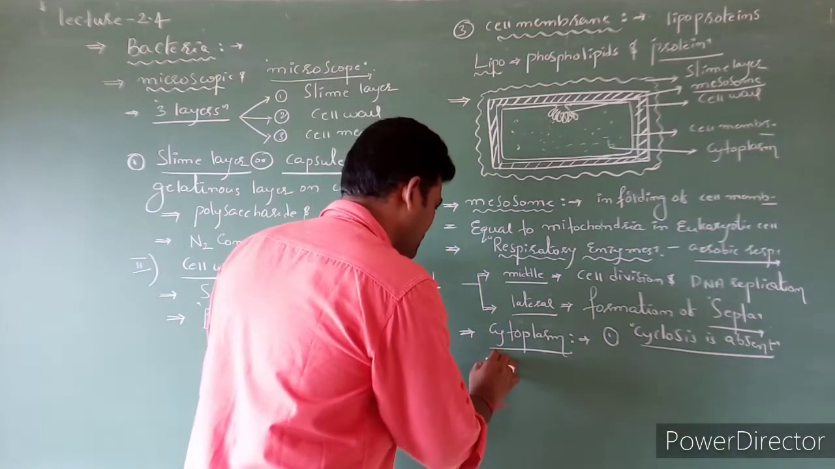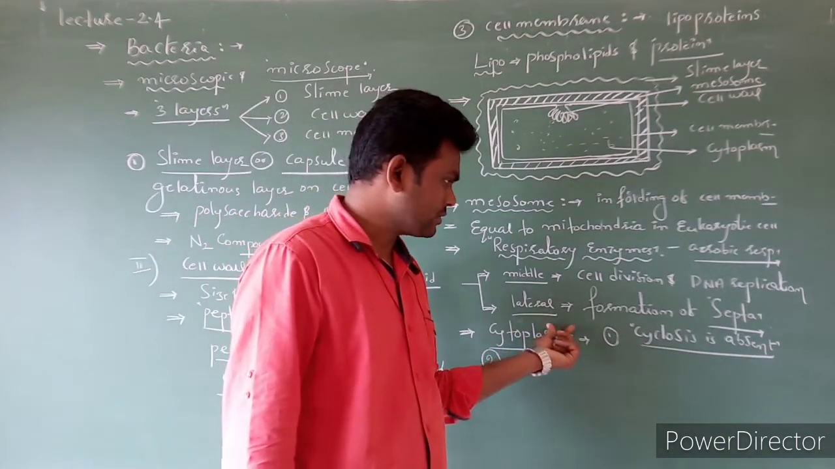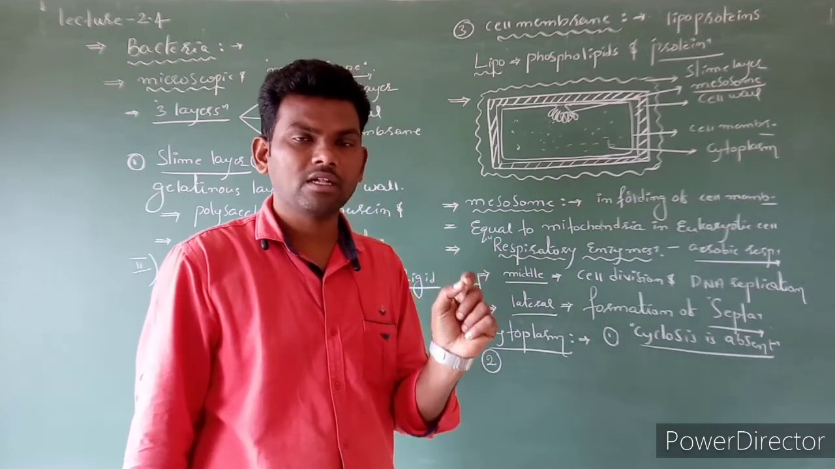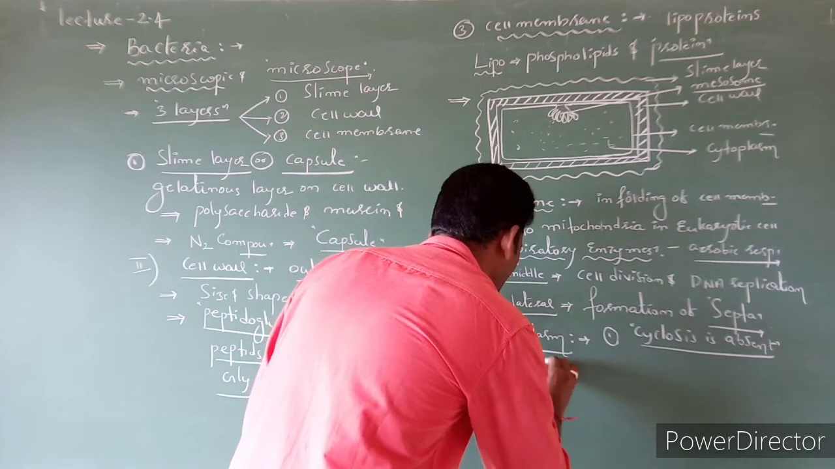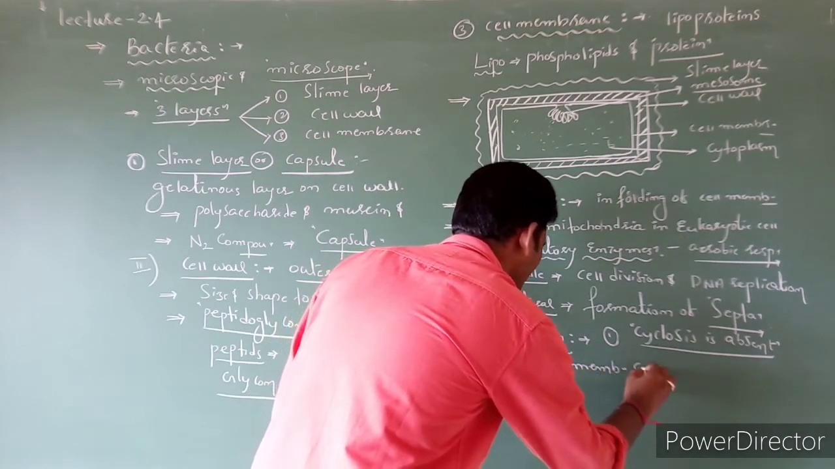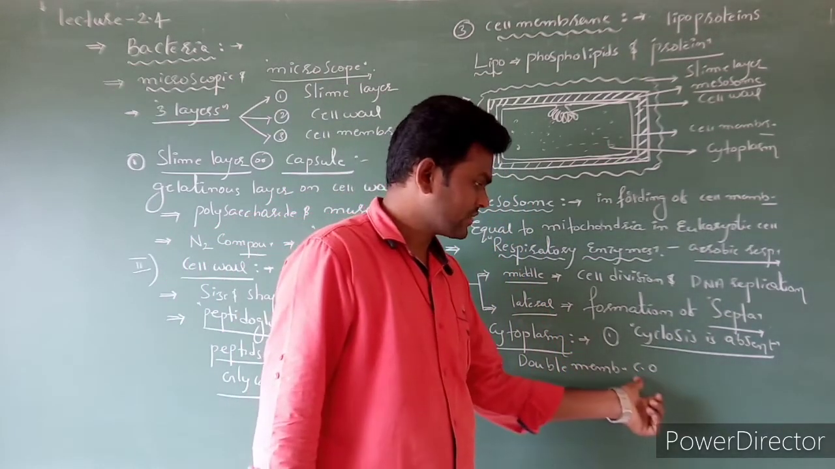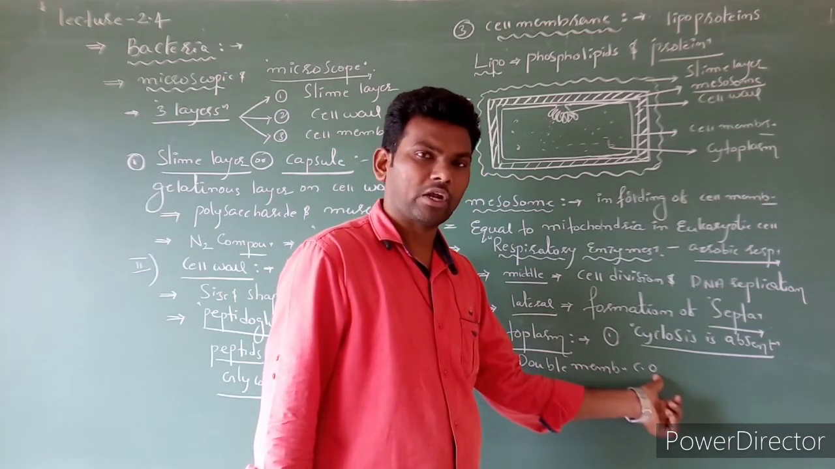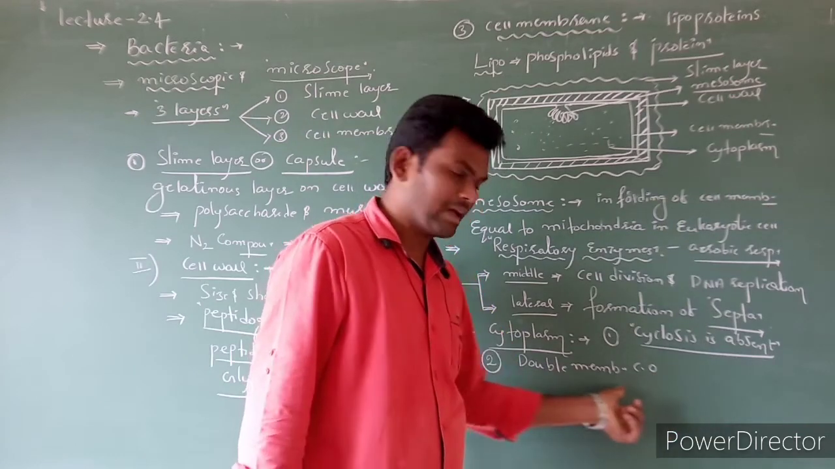Next, in the cytoplasm, the major difference between bacteria and eukaryotic cells is that double membrane cell organelles are completely absent. Double membrane cell organelles like mitochondria, nucleus, Golgi complex. So these all are absent.